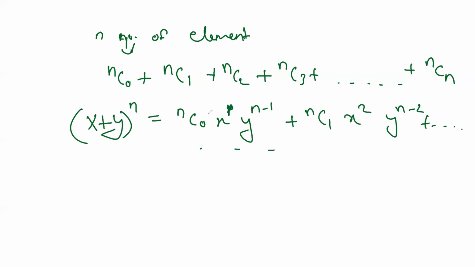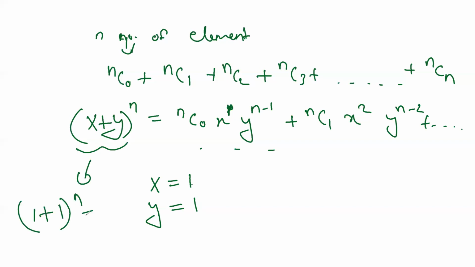So if we compare this particular formula and this particular thing, you could see that x will become 1 and y is also equal to 1. You can compare both of them. If x and y both are 1, what will happen? It will become (1 plus 1) whole power n, that is equal to 2^n. So this is the entire proof of the power set.